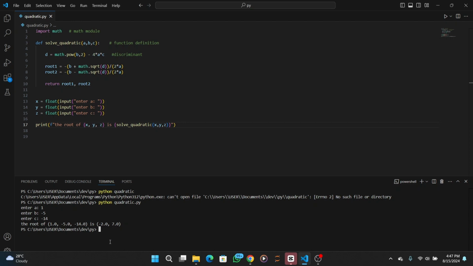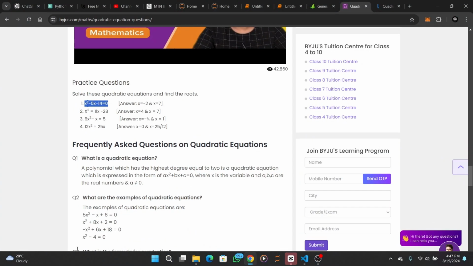Now as you can see, it says the roots of this are minus 2 and 7. So let's go ahead and confirm if the answer is correct. Can you see minus 2 and 7? So let's go ahead and try this one.